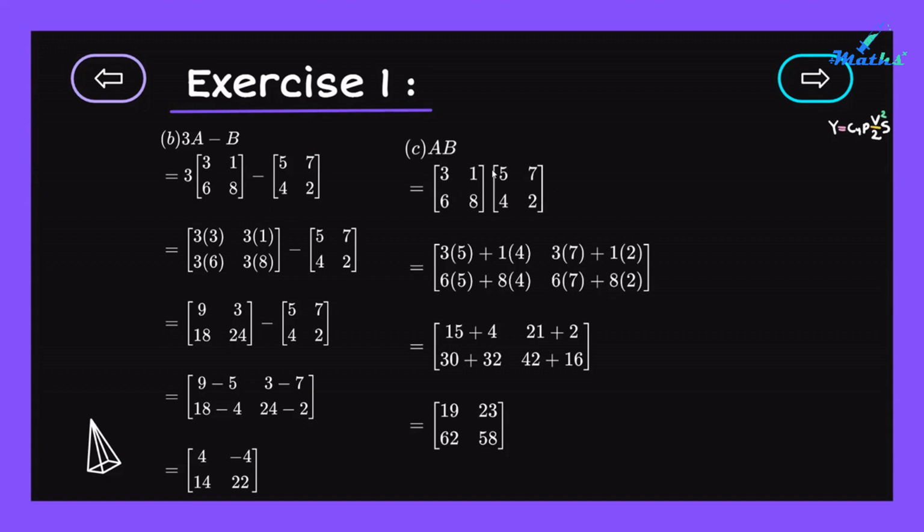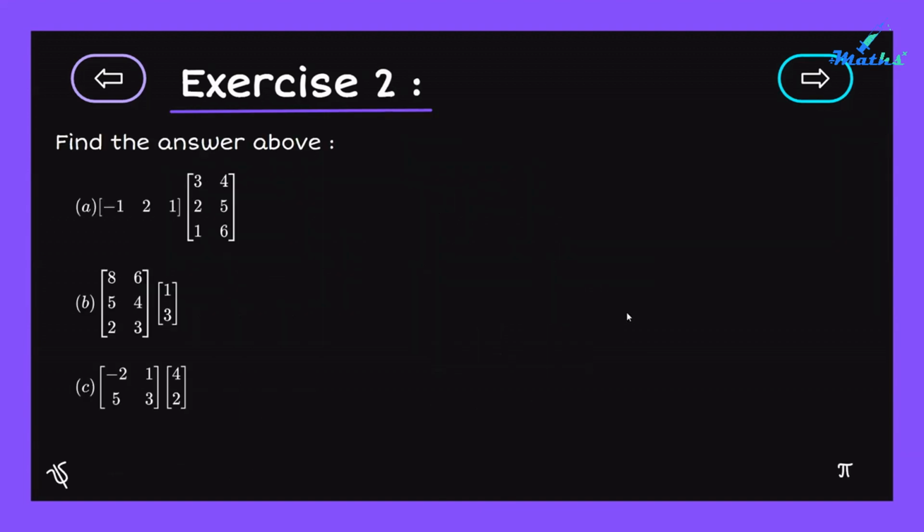So we just times together: 3 times 5 plus 1 times 4, and another one is 3 times 7 plus 1 times 2, and then 6 times 5 plus 8 times 4, and then 6 times 7 plus 8 times 2. Just times together, and then we add together, and now we'll get this answer: 19, 23, 58, sorry, it's 50. I messed up. And that's for exercise 1. Let's go to exercise 2.